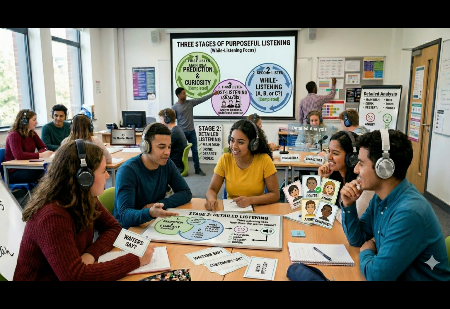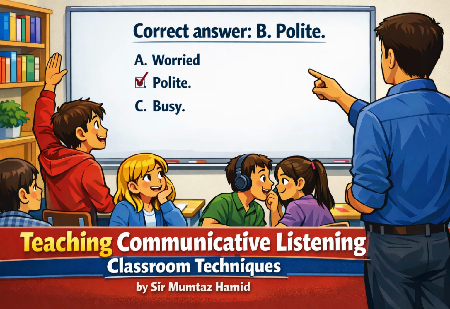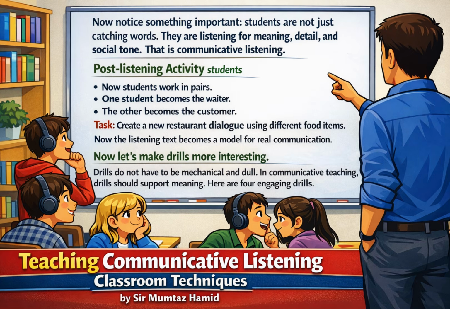What does the customer order? Listen for main dish, drink, dessert. Third listening task. How does the waiter sound? A. Rude. B. Polite. C. Angry. Pause and write your answer in comment box. Correct answer, B. Polite.